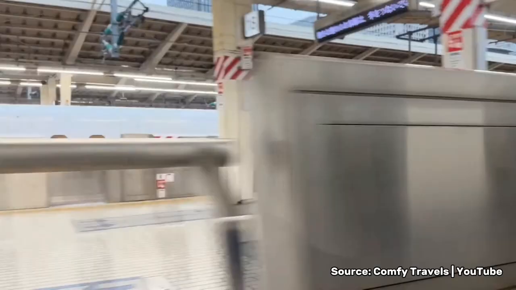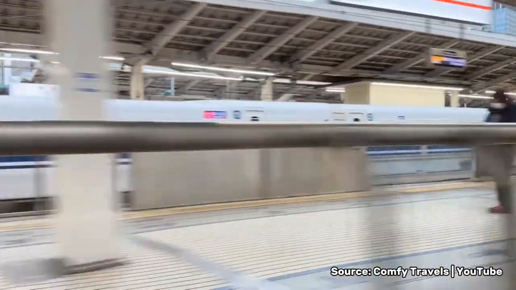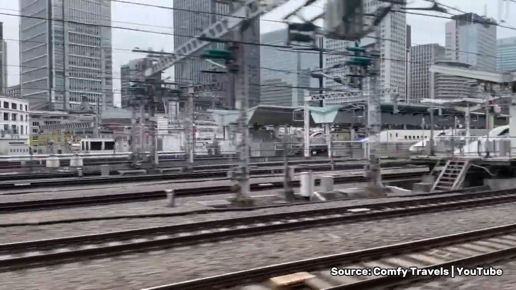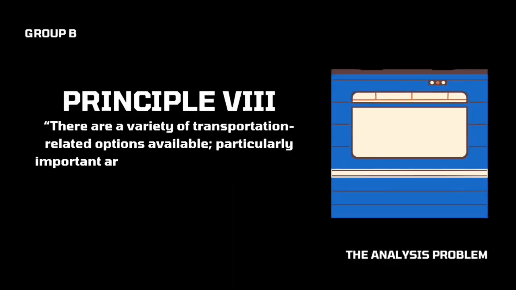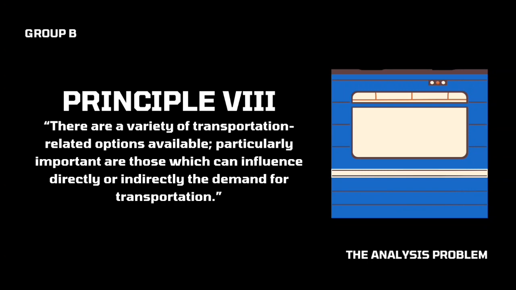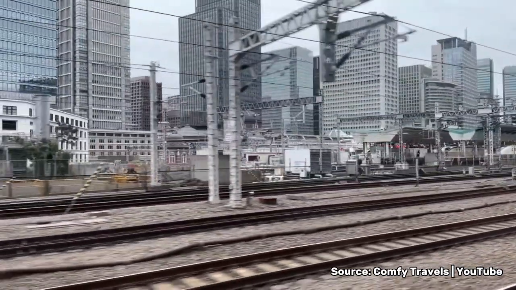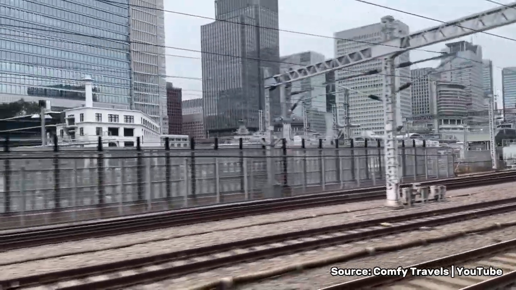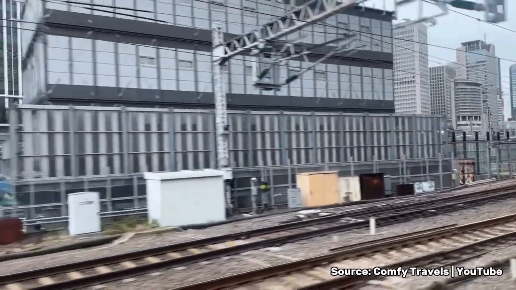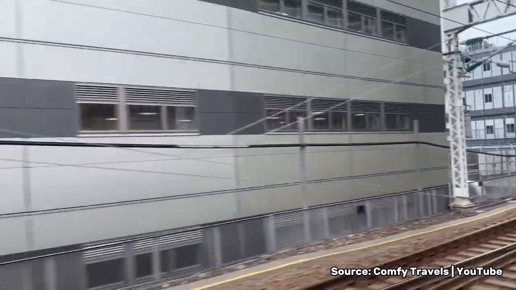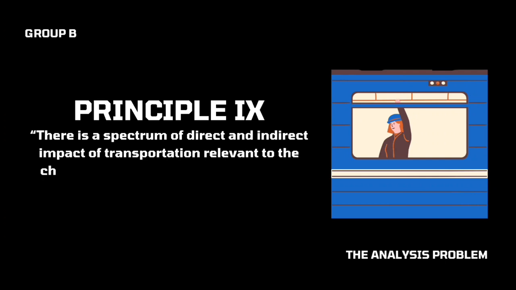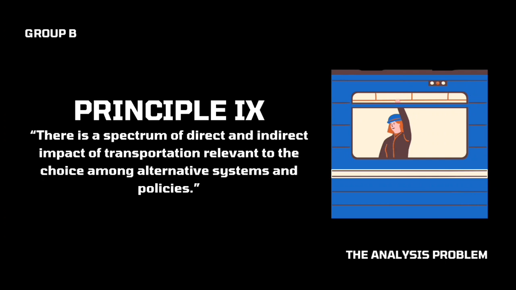This one emphasizes that the ultimate objective in providing transportation is to fulfill some broader public or private objectives. Principle 8 says there are a variety of transportation-related options available. Particularly important are those which can influence directly or indirectly the demand for transportation. Because transportation is not an end, then transportation decisions must be accomplished in concert with decisions in a variety of transportation-related areas. Last but not the least, the ninth principle according to Mannheim is there is a spectrum of direct and indirect impact of transportation relevant to the choice among alternative systems and policies.